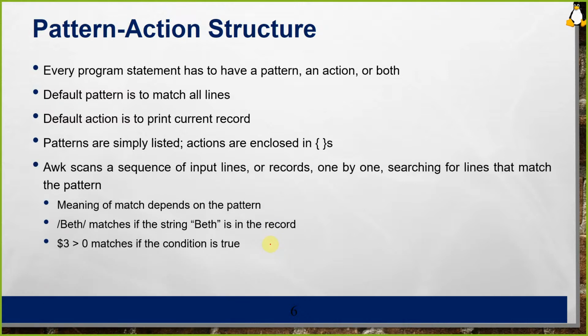Awk scans a sequence of input lines or records one by one, searching for the lines that match the pattern, similar to SED. The meaning of match depends on the pattern. Like Beth matches if the string Beth is in the record. $3 greater than 0 means if the third field is greater than 0, that is a mathematical expression.